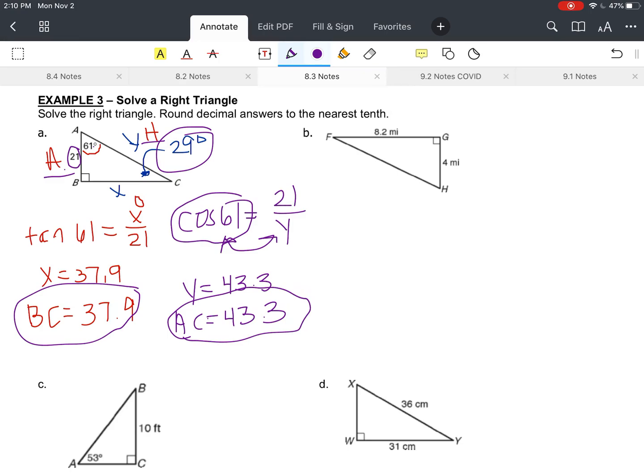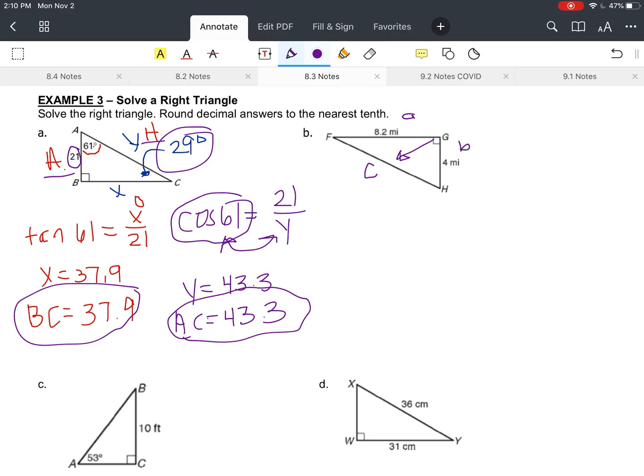Again, you're always given the 90. Letter B here is a little different. They told you angle G is 90, that's always the case, but now they gave you two sides and you need to find the third. The third side is the hypotenuse FH. So I'm going to call it C for hypotenuse, because usually we use C.